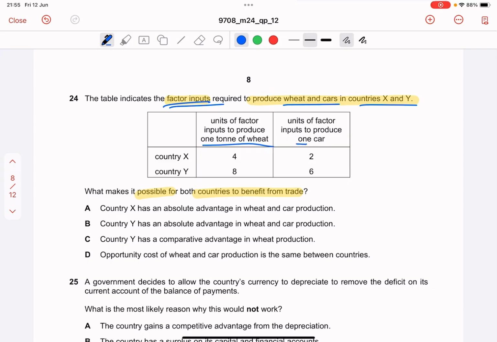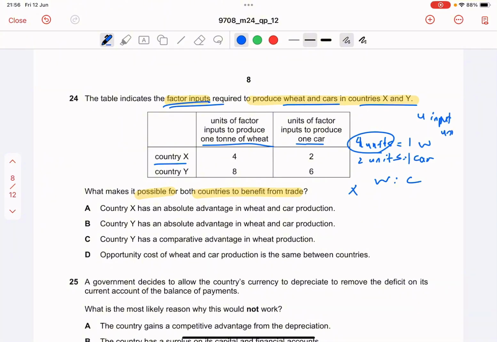So since the values given are the number of factor inputs to produce 1 ton of wheat or 1 car, what this means is that for country X, 4 units of resources or factor inputs can produce 1 ton of wheat, or let's just say 1 wheat, all right? 1 unit of wheat. And 2 units produces 1 car. So for country X, what is the opportunity cost ratio from wheat to car? 4 units is greater than 2. So let's assume that we are going to use 4 input units, all right? So we are using 4 input units.